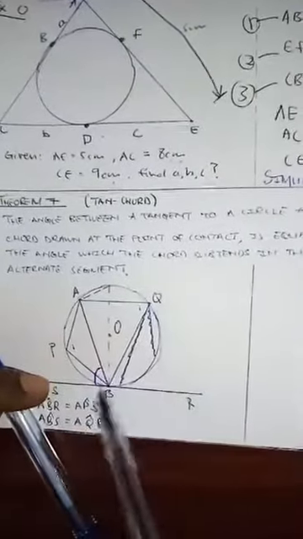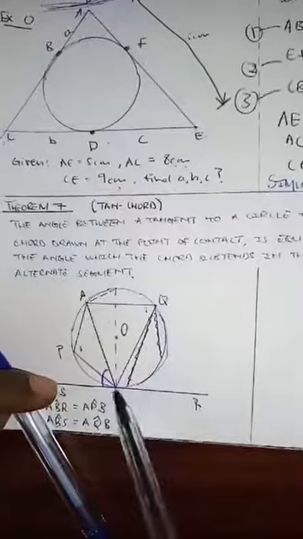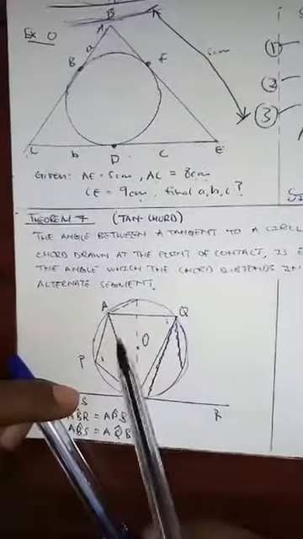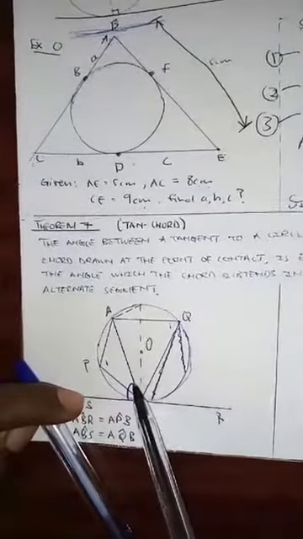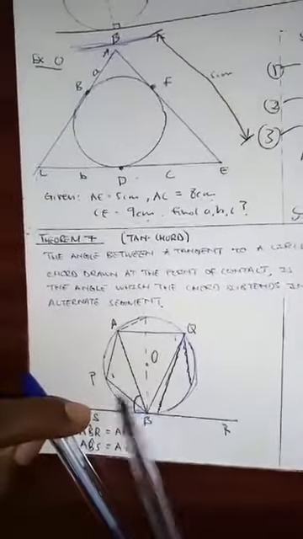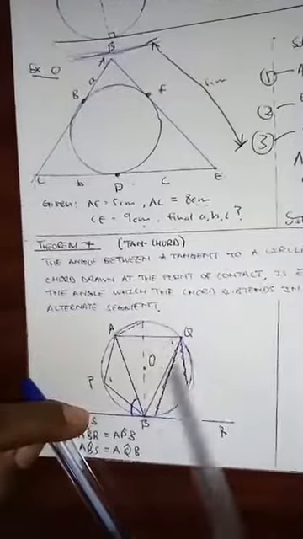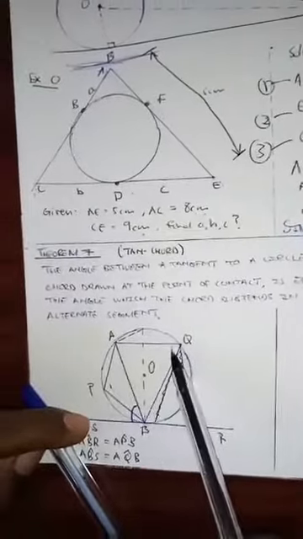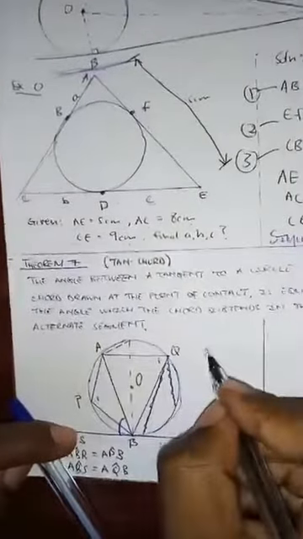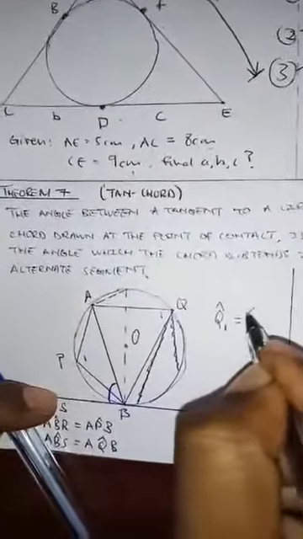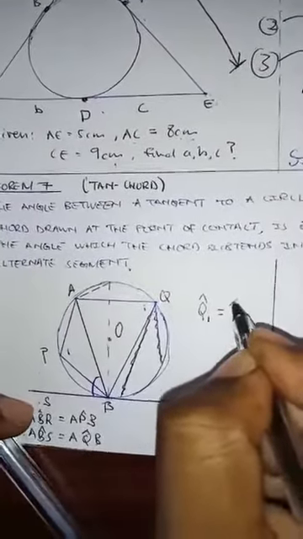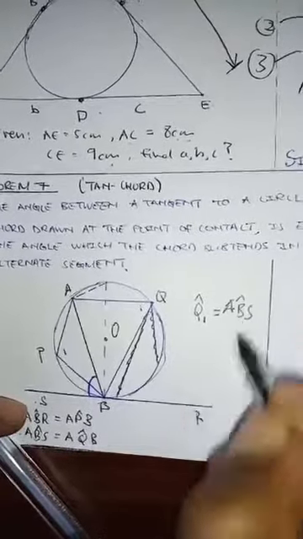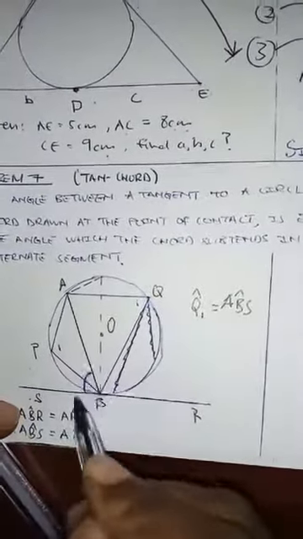So the claim is that this angle which the tangent forms with the chord is equal to the angle which the chord subtends in the alternate segment, no longer in this segment, but in that segment. So which is that angle? That angle which is subtended by this chord AB is the angle Q1. So the claim here is that angle Q1 should be equal to angle ABS, that angle.